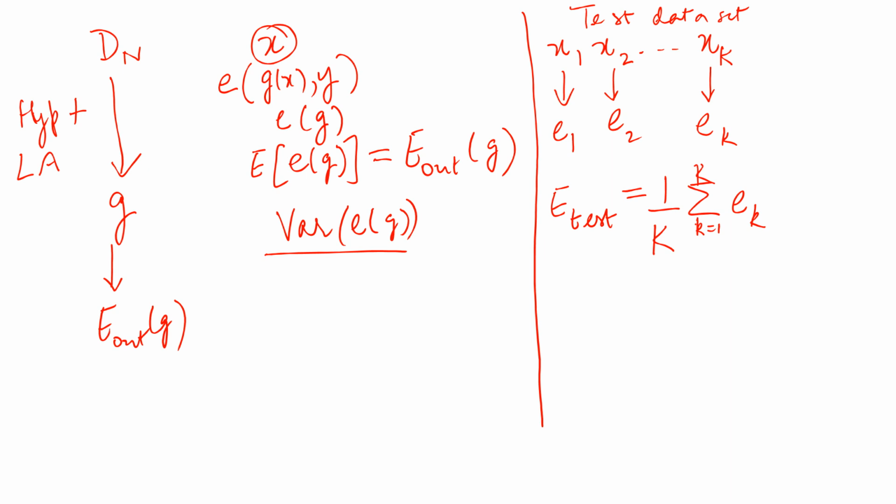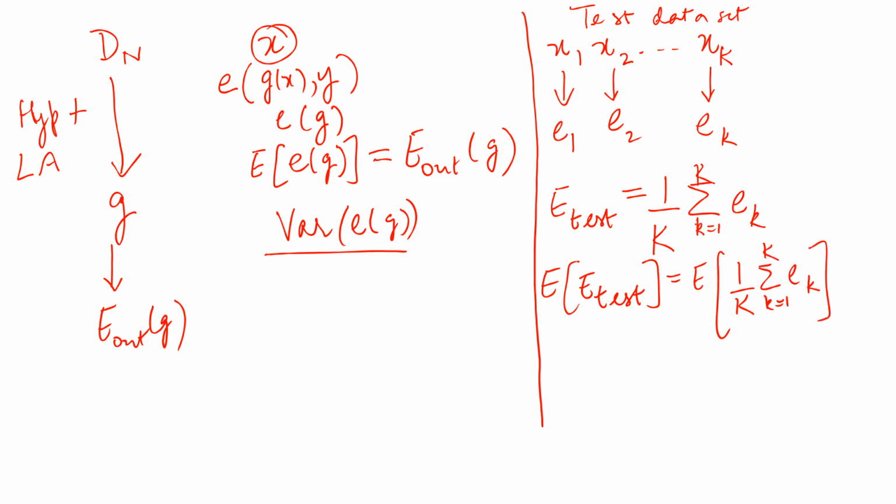And let's see what is the expectation of this error. So if we calculate the expectation of E test, I'm just substituting this here: expectation of 1 over K, summation k is from 1 to K, E sub k, right? And this is linear, so it comes out, and this is going to be 1 over K, and I think this has to have a summation still, k is from 1 to K.